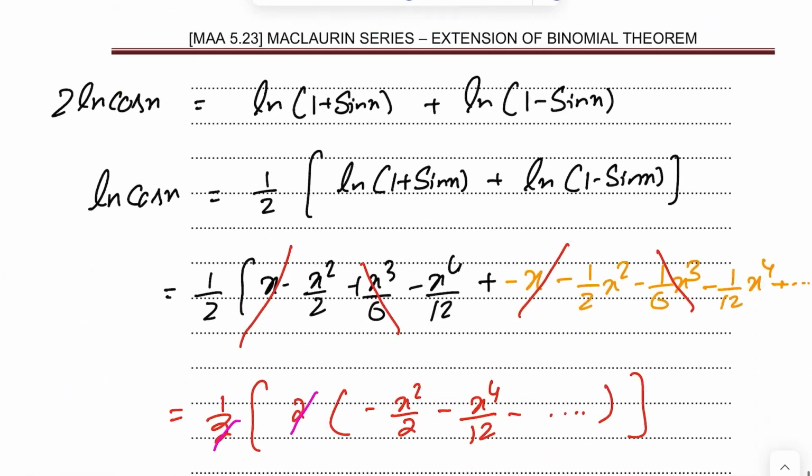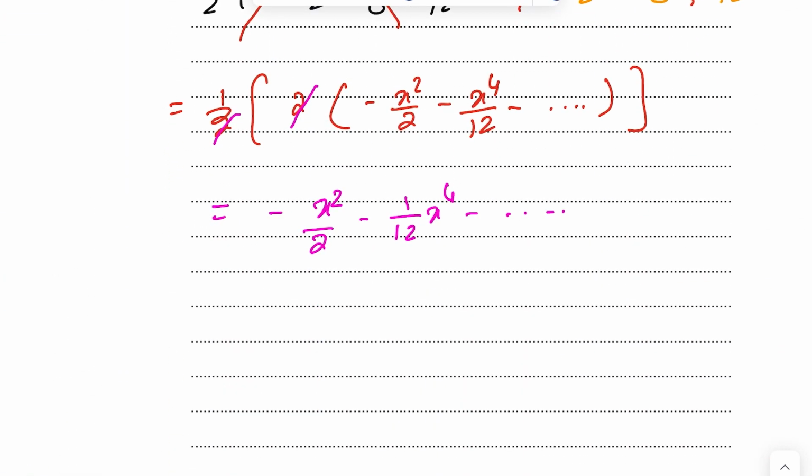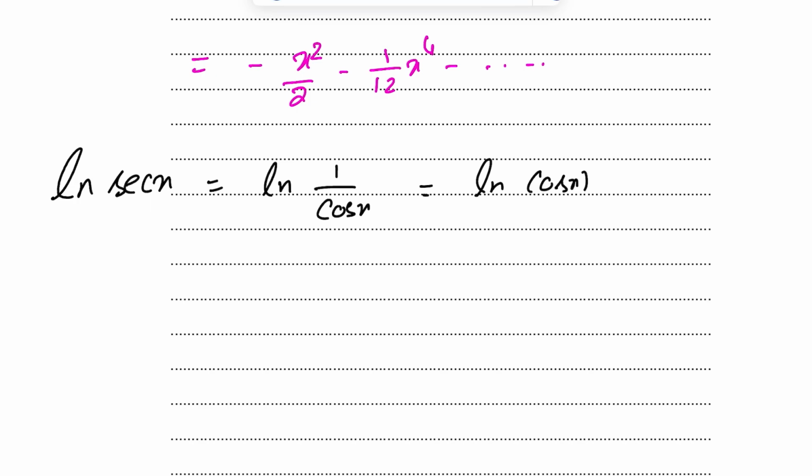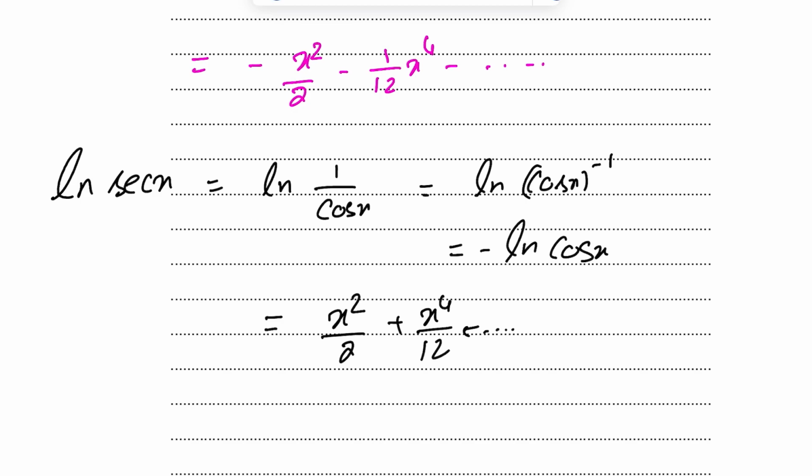Next, ln secant x. He's asking us to find it out. Ln secant x can be written as ln 1 upon cos x, meaning it is ln of cos x to the power of negative 1, meaning it is negative ln cos x. So already we have found ln cos x, so it is the negative value of that: x square upon 2 plus x power 4 upon 12 and so on.